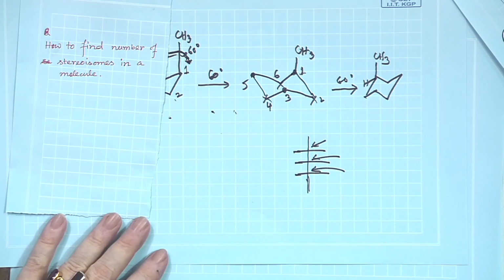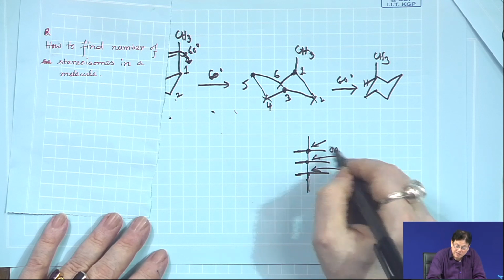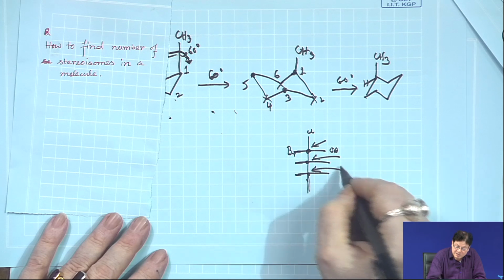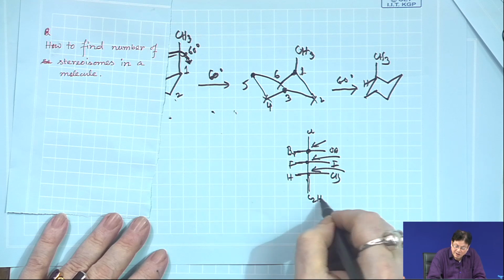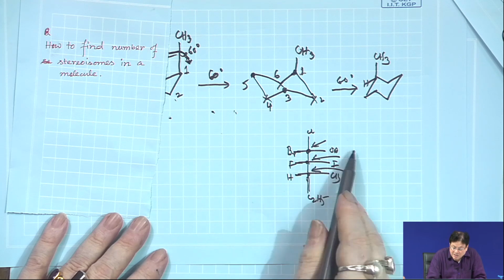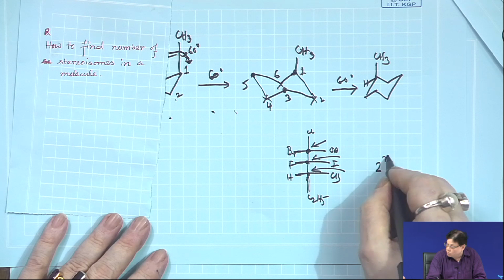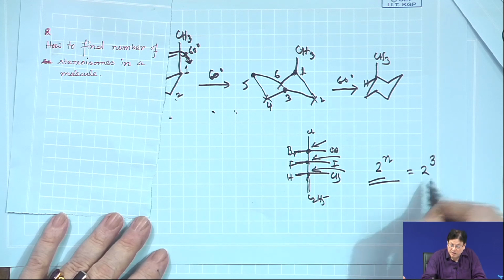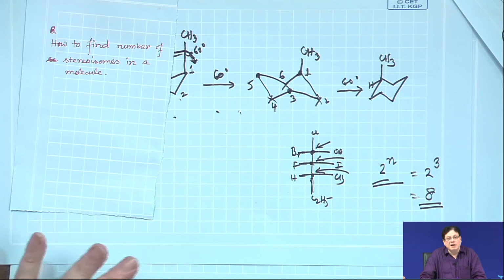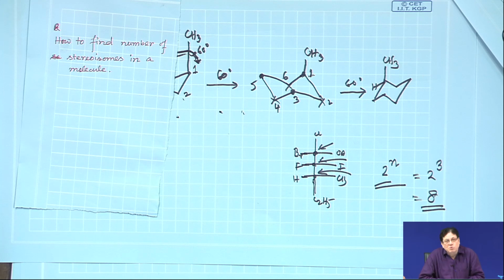So, the general rule is that if these chiral centers are all different types, that means suppose this is OH, this is Cl, this is Br, this is I, this is F, and this is methyl, this is hydrogen, this is ethyl. Now every chiral center is different. So, the number of stereoisomers will be 2 to the power n. Here, 2 to the power 3, that will be 8. That is the general rule: if a molecule has n stereocenters, then the formula is 2 to the power n.